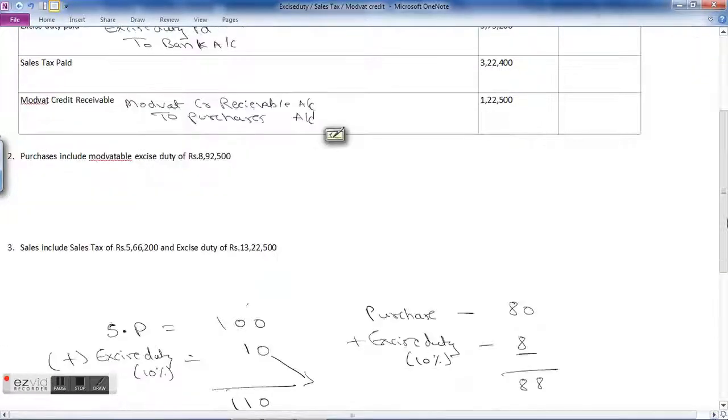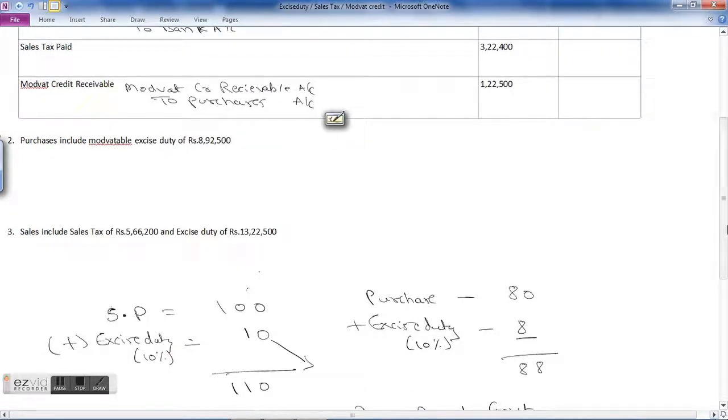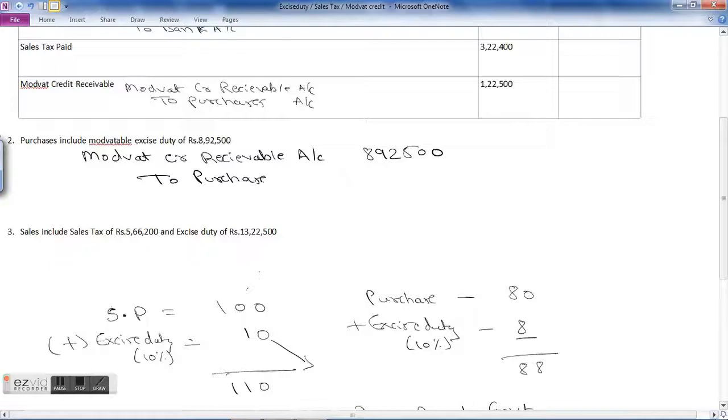Now, purchases include MODVATable excise duty of 8,92,500. What has happened is purchases still has some MODVATable excise duty of 8,92,500, so it has to be taken out from your purchases account. So the entry to be passed is MODVAT credit receivable account 8,92,500 to purchases account.